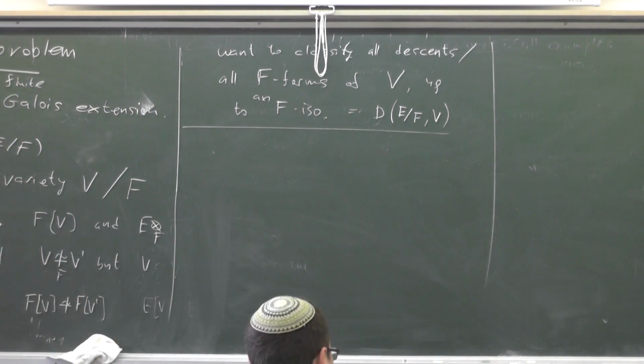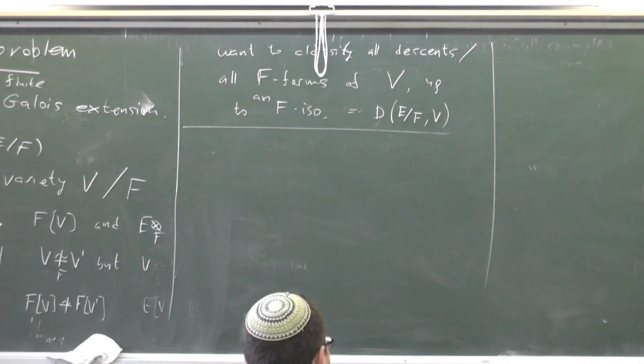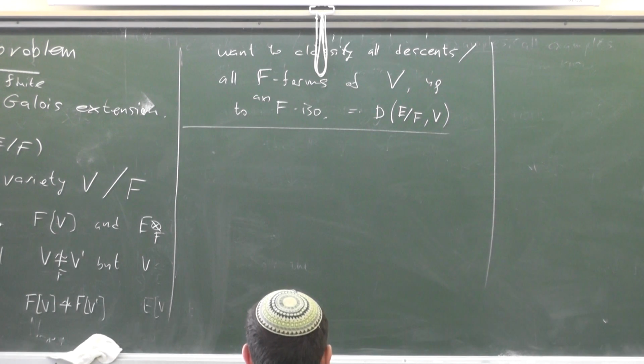I don't understand the difference. So between what? Between what you said. I mean, taking the variety over F and extending it. It is a difference in point of view.